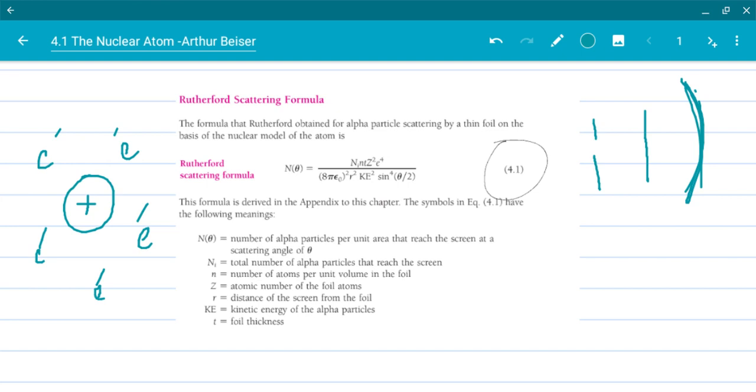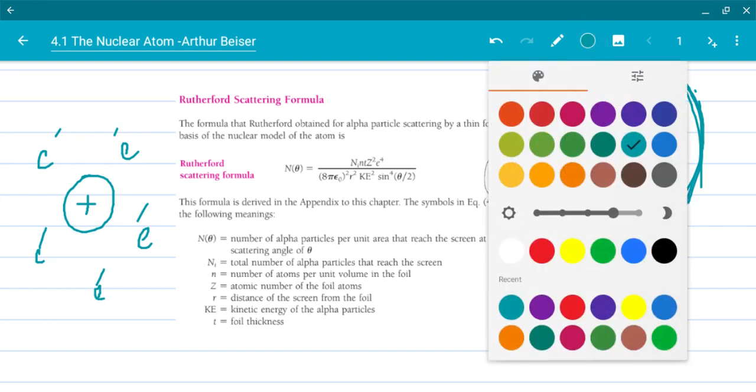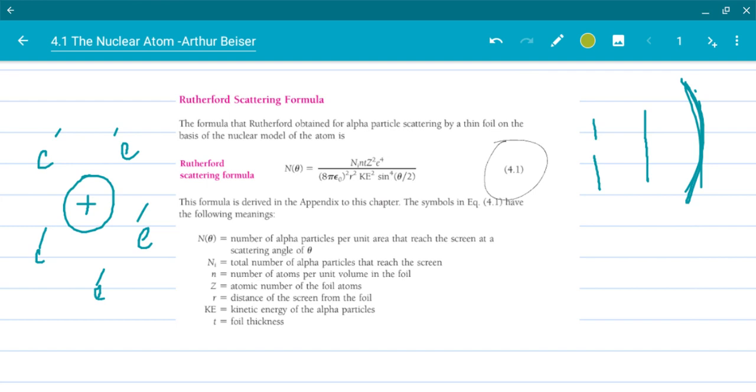Okay, so I suppose that you've given a look to the formula itself. Now let's start discussing each and every quantity that has been mentioned, what each variable is representing here. So N theta, first of all, N which is a function of theta, it basically represents the number of alpha particles per unit area that reach the screen at a scattering angle of theta.